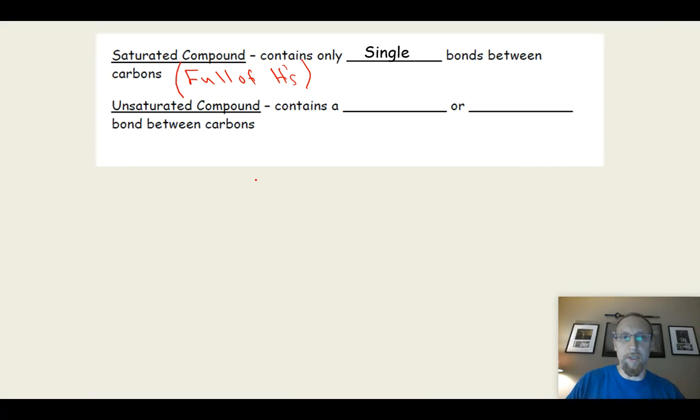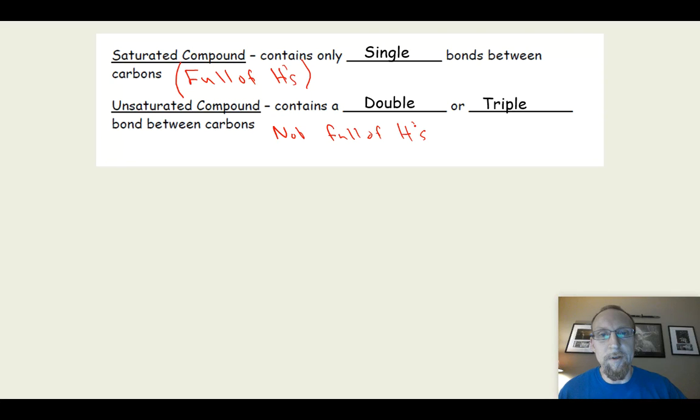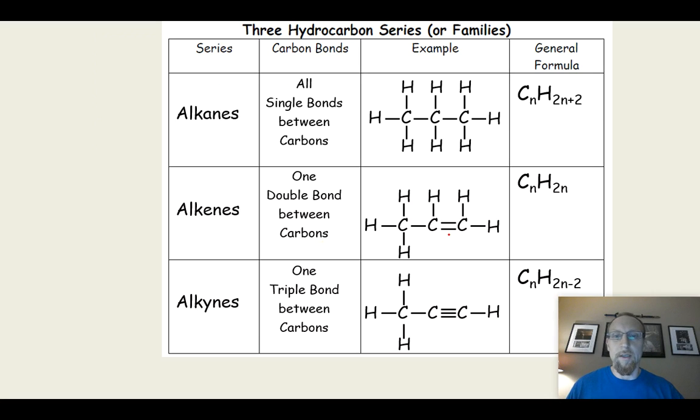So it's all single bonds between the carbons. Unsaturated compound contains a double or a triple bond between the carbons. So that's not full of H's, right? It's unsaturated. It's not full of hydrogens. It can hold more because we could potentially break these double or triple bonds and add in more hydrogens. So alkanes, they're full. So we would call those saturated.